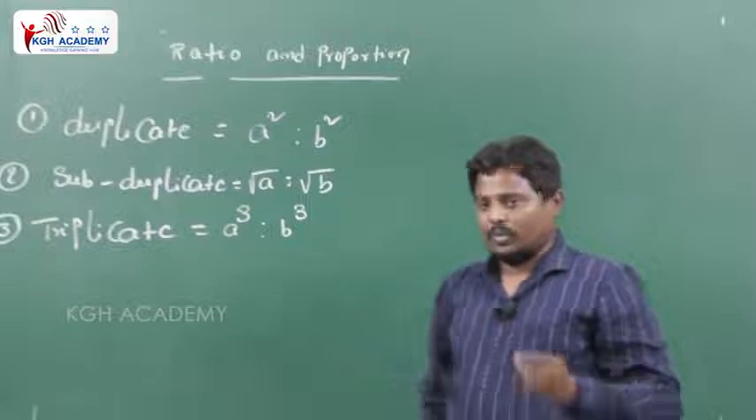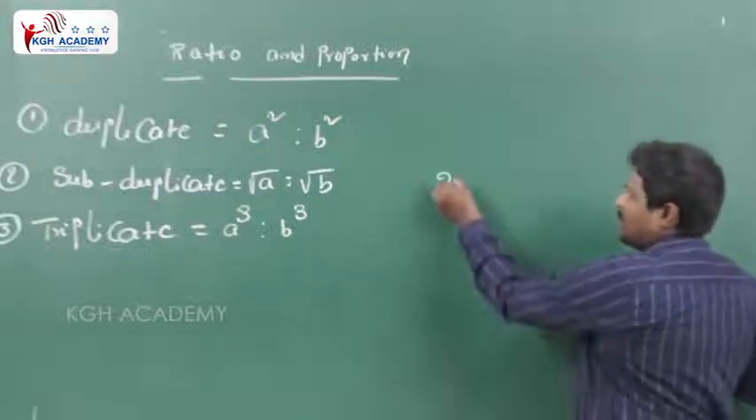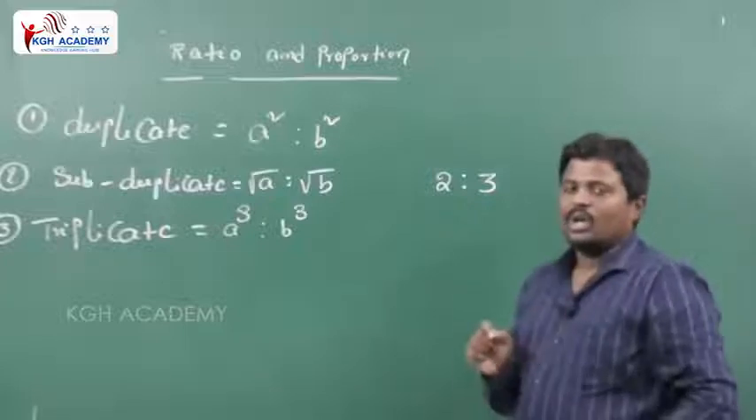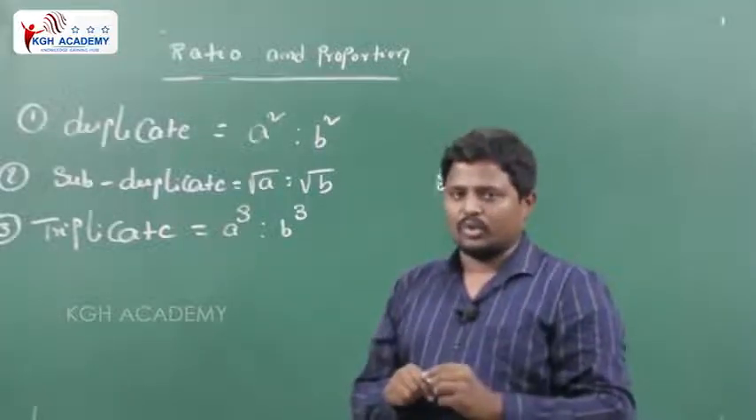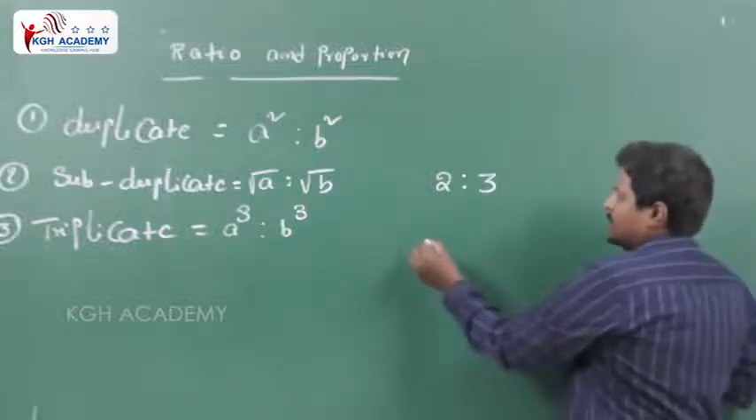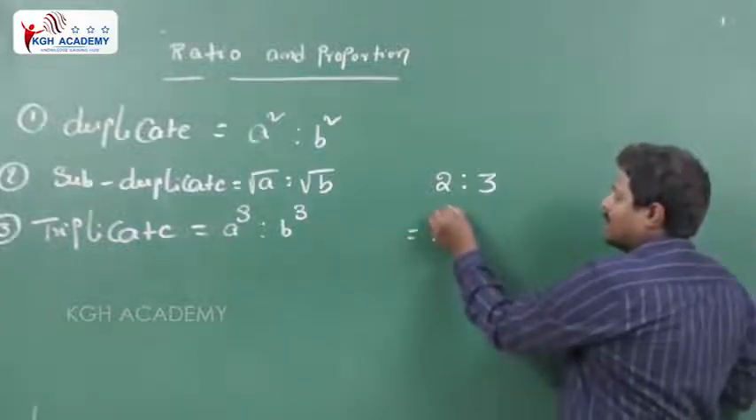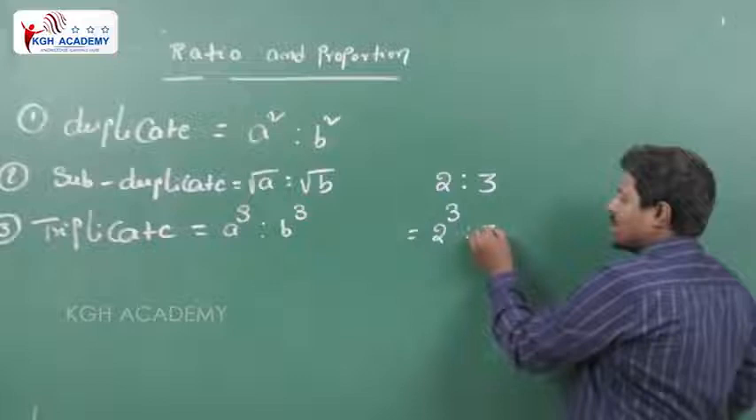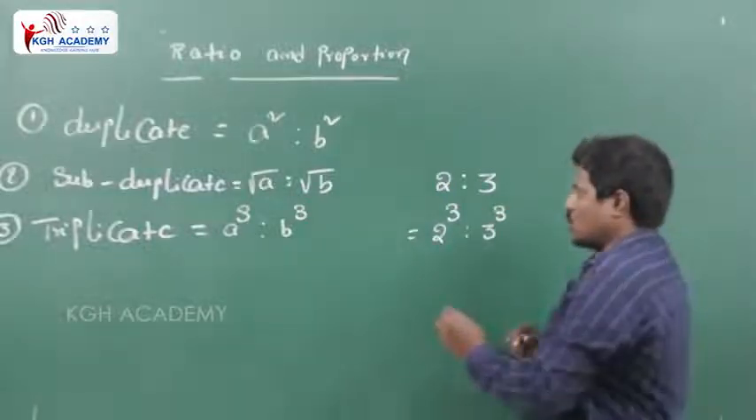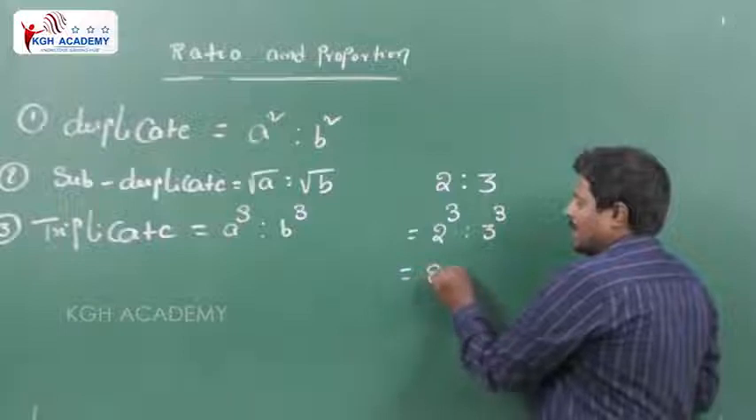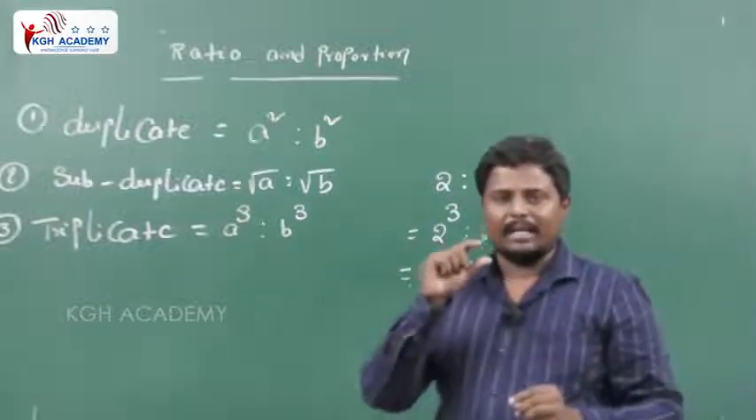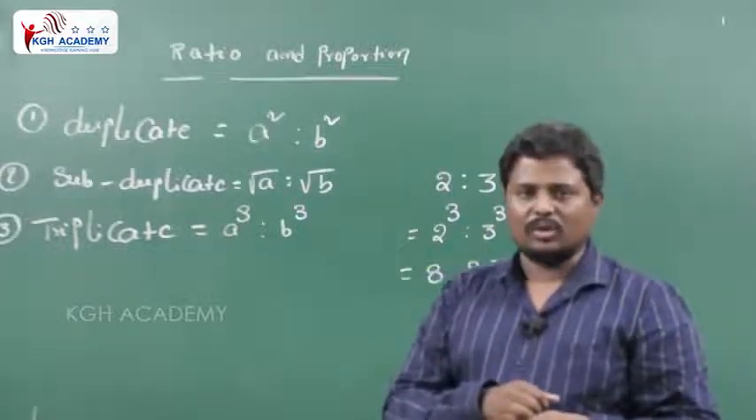For example, if we take 2:3, what is the triplicate ratio of 2:3? We need to take a cube of 2 and a cube of 3. That becomes 2 cube is to 3 cube. 2 cube is 8 and 3 cube is 27, so the answer is 8 is to 27.